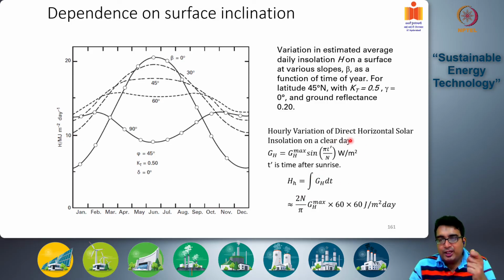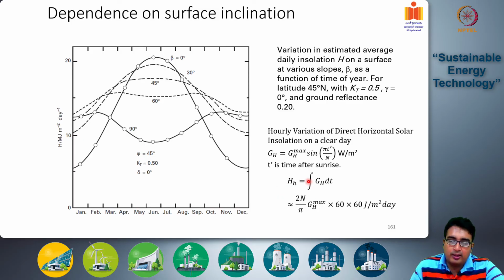Now the hourly variation of direct horizontal solar insolation. So this value here, horizontal solar insolation, is given by G_H max sine of pi T prime by N watt per meter square, where T prime is the time after sunrise. This G_H max is the maximum insolation which is obtained at noon time, T prime is the time after sunrise, and N is the number of daylight hours present on that day.